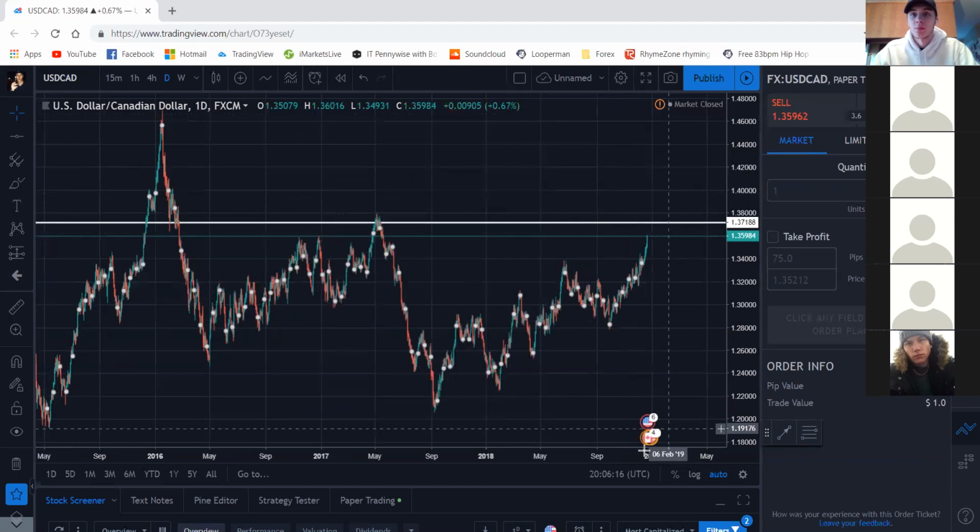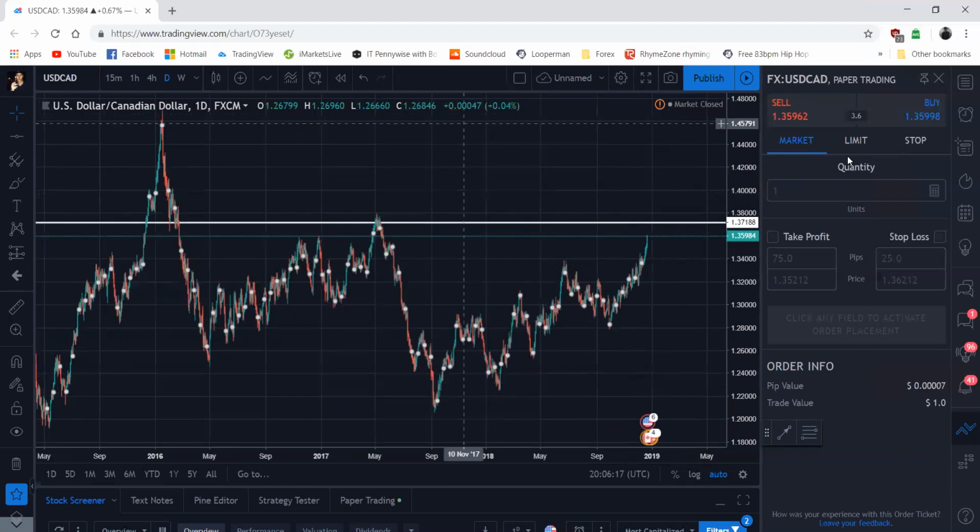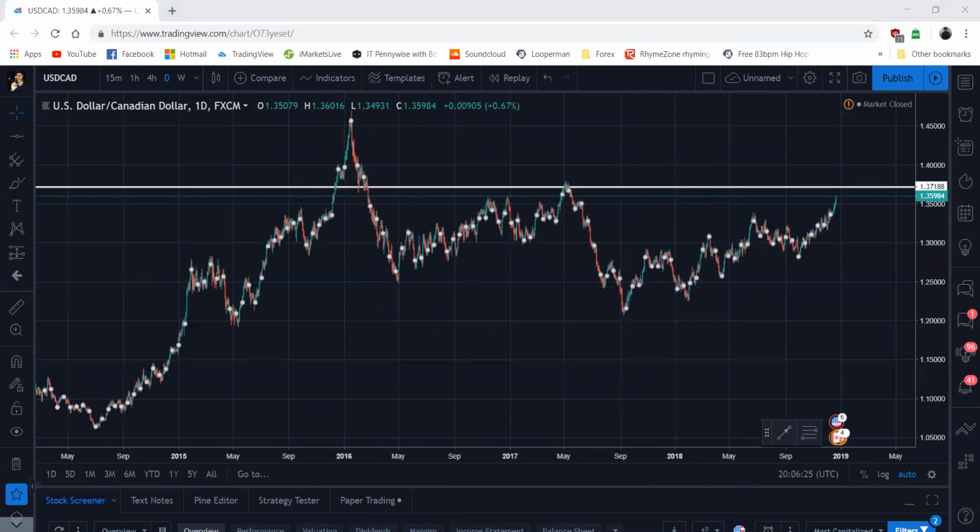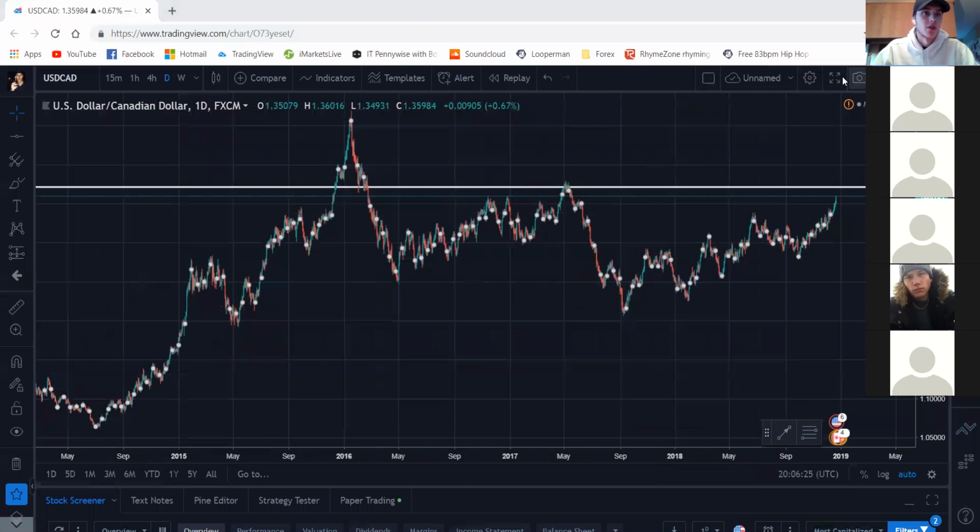Just eyeballing the chart, one second, I'm just going to close this. What is that? There we go. Perfect. All right, sorry about that, guys.